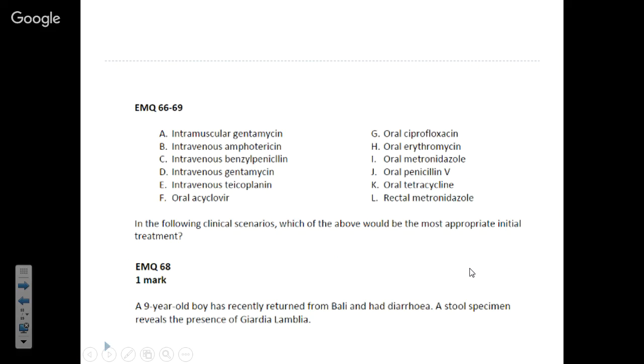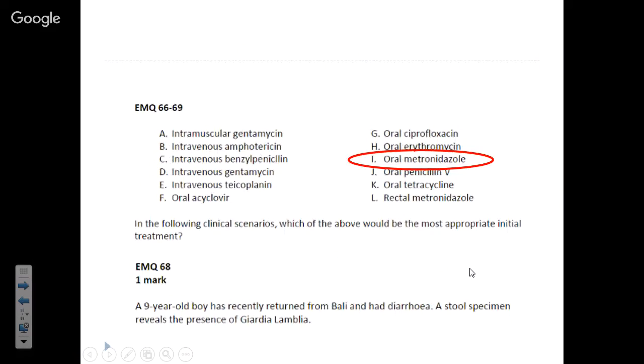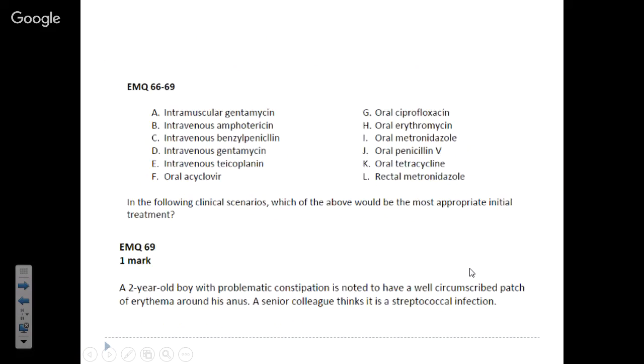9-year-old boy recently from Bali had diarrhea. Stool sample reveals Giardia lamblia. So probably not sick enough for a hospital admission, depending, quite vague. Anyone want to have a go? Yeah, so metronidazole in that case. I guess that's the only one that makes sense. No mention of rectal metronidazole in the guidelines, so I don't know why that's there, maybe it's the red herring.